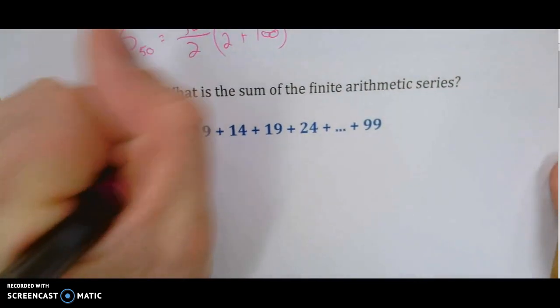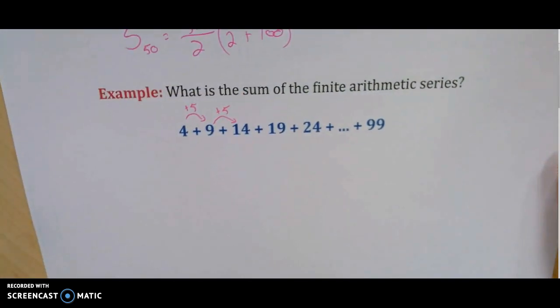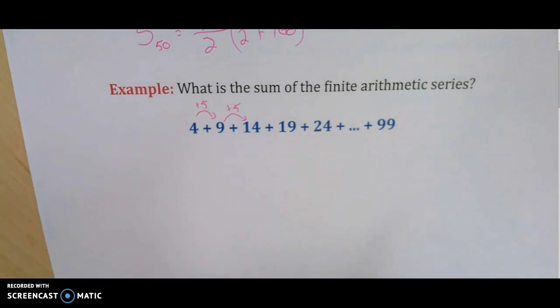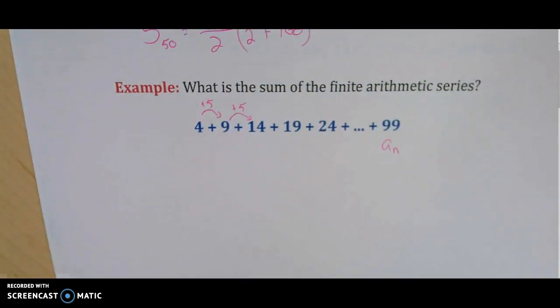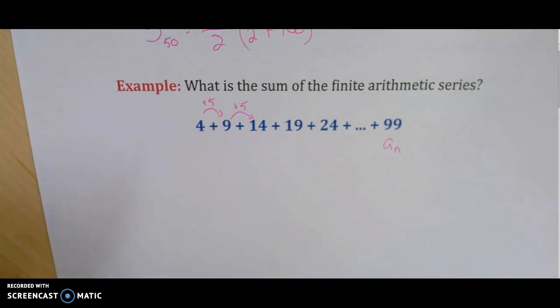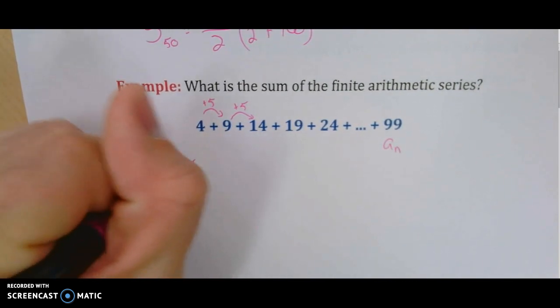So it looks like we're counting up by 5 each time. And I can't really figure out how many terms there are, right? So that's an a sub n, but I don't really know how many terms there are. I could go backwards and actually count it out, but that's a lot of work and a lot of time, and I don't feel like doing that. So I'm going to use our good old-fashioned arithmetic formula friend.